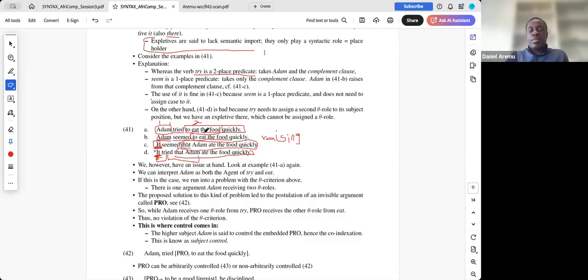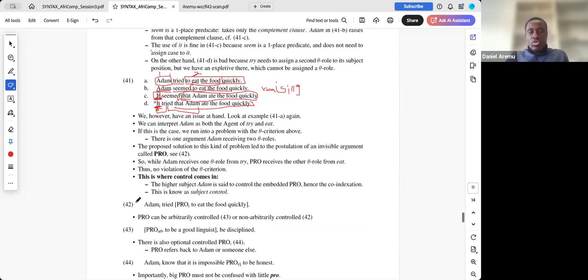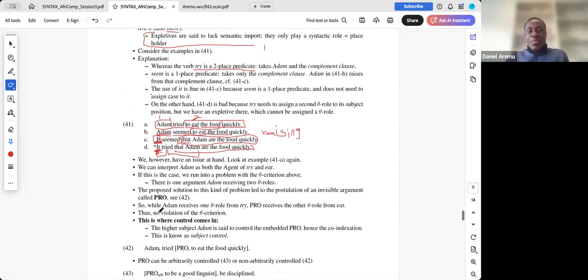Yeah, yeah. So the try there, is it assigning any role to that finite clause? Yes. So you have Adam tried to eat the food. So the assumption is that basically, of course, Adam. In fact, I don't want to jump ahead of myself. So what is going on here is, okay, let me use 42. Look at 42, since we are already talking about control and everything. Okay, no, don't look at 42 yet. We'll jump to it.